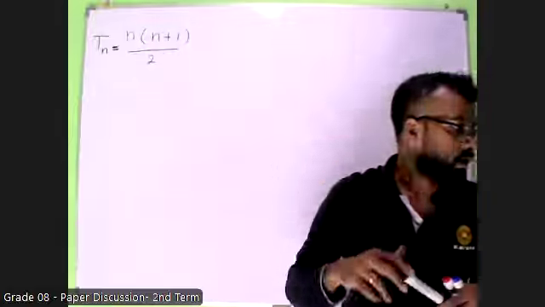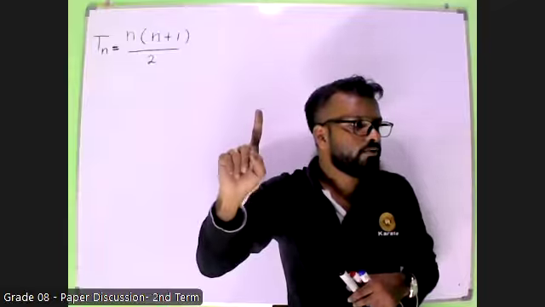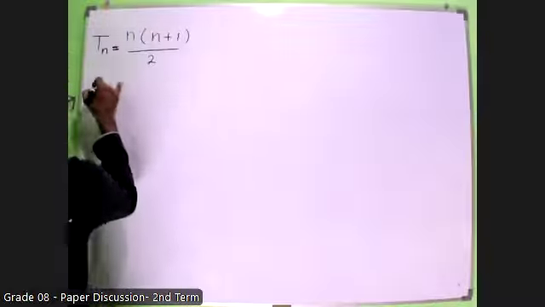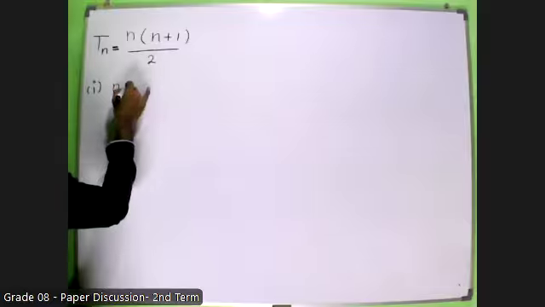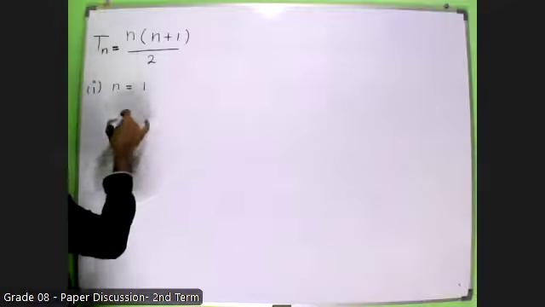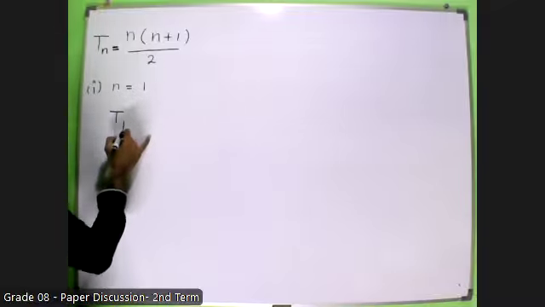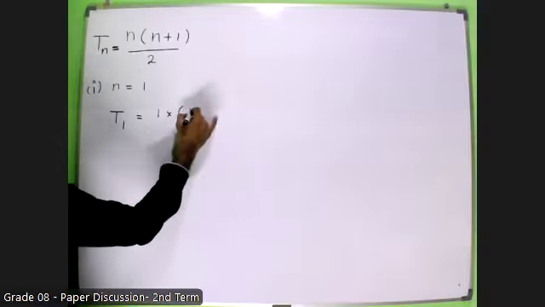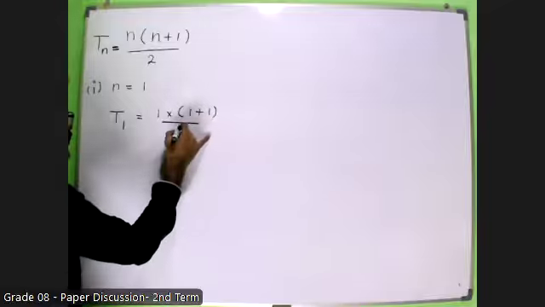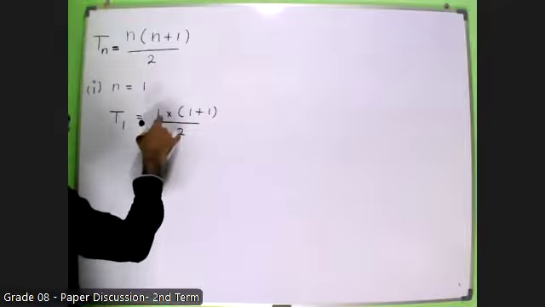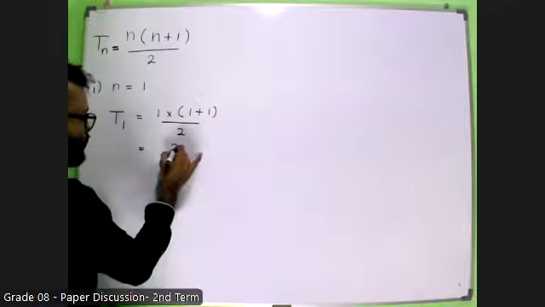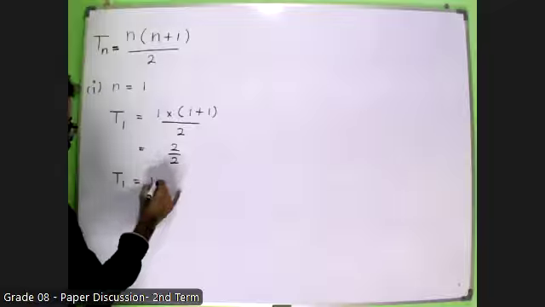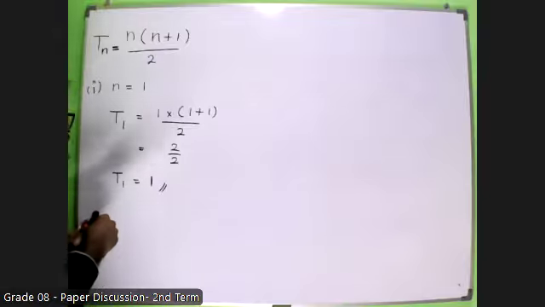Right? Okay. First term. Write the first term of this number pattern. How do you write the first term? N equals 1. When n equals 1, you will get the first term of the number pattern. Instead of n, you have to substitute 1. 1 times 1 plus 1 divided by 2. 1 times, so 1 plus 1, 2. 2 divided by 2. So the T1 will be 1. This will be the answer for the first one.